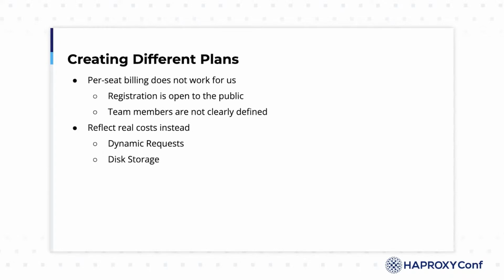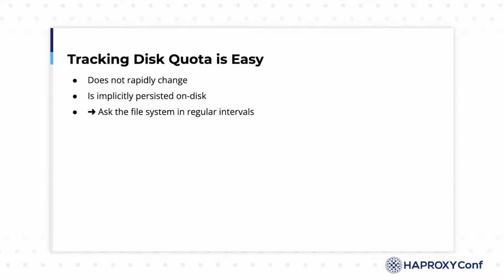These include the number of dynamic requests, as these increase the CPU usage within our application servers, and the amount of disk storage used, the latter representing an approximation of physical disk usage and bandwidth requirements. Both of these metrics are an appropriate proxy of the activity within a customer's community, and thus the value they derive. Of these two metrics, tracking the disk quota is easy. The storage used by a customer is not going to rapidly change, and it is persisted on disk by definition. To track the disk quota, we can simply query the file system in regular intervals, store the resulting number, and charge the customer for the peak usage within a given month.